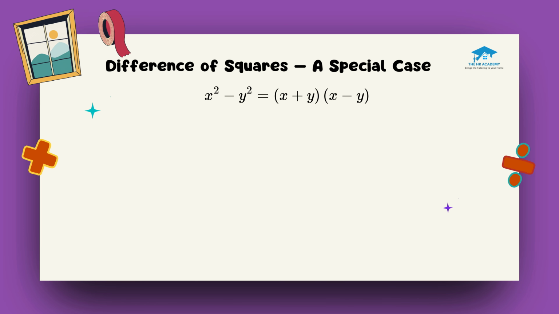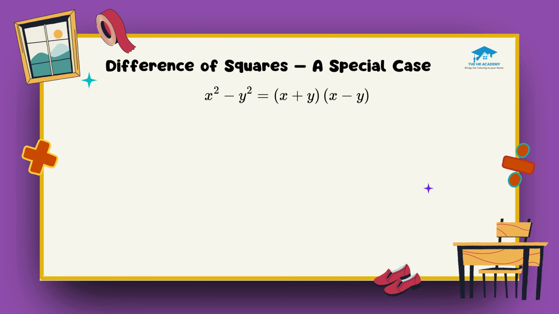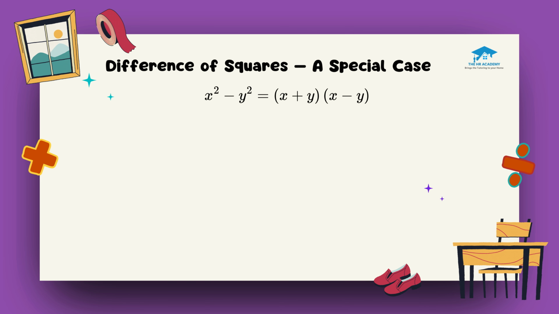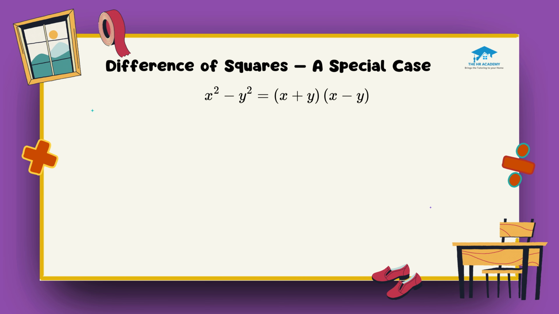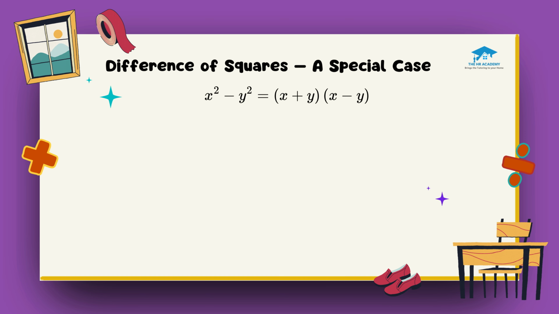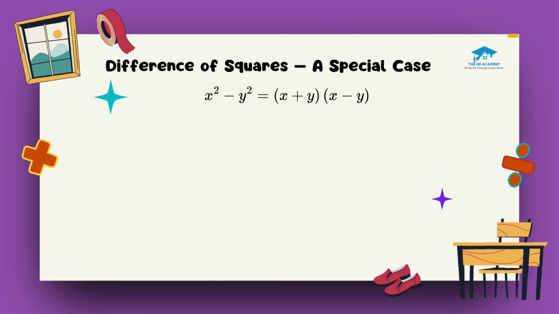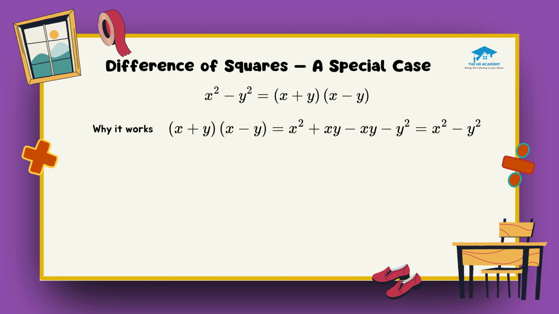Let's look at the difference of squares. A unique and powerful identity in algebra. It's like algebra's version of a magic trick. There is an identity that says x squared minus y squared is equal to x plus y, x minus y. Why does this work?